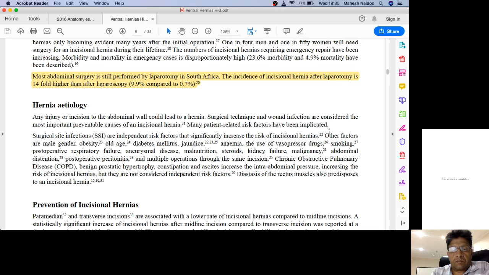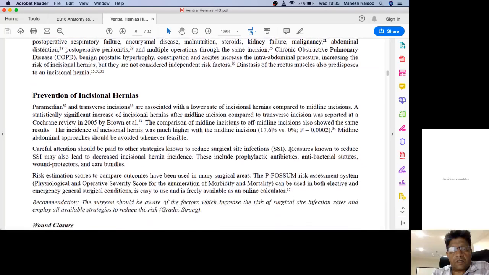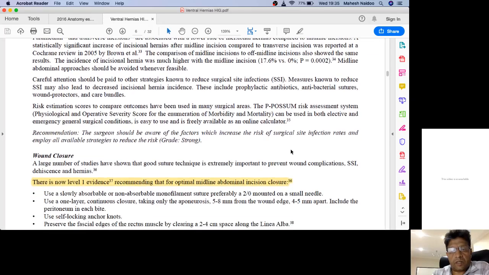Now, there are some variations on that. For example, incisional hernias in obese patients, we would want them to lose weight before we would want to tackle that.